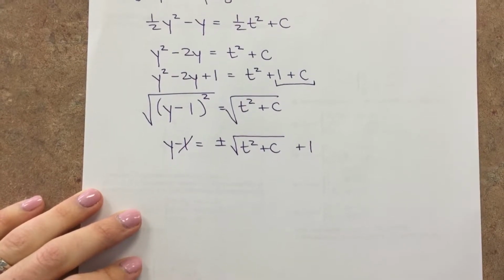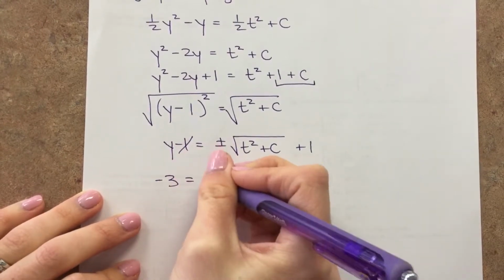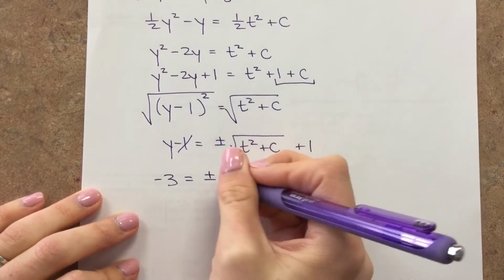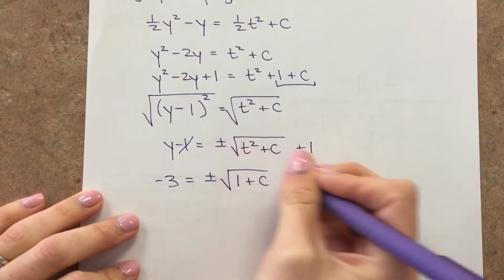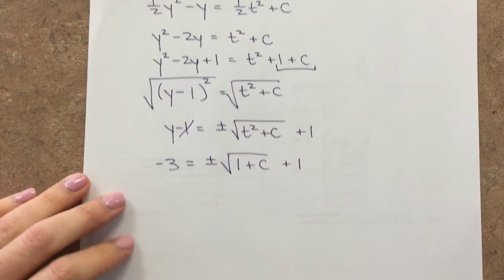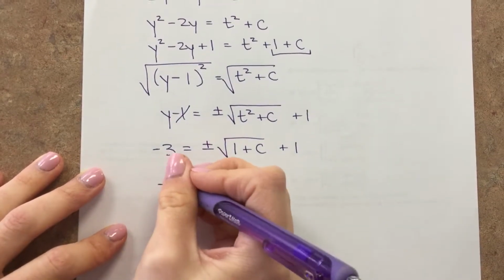So then sub in the initial condition. It says when we sub in 1, we end up getting -3. So -3 goes in for y. We still don't know yet whether it's the plus or minus. Sub in 1 for t. And we have this plus 1 on the outside. So subtract the 1 first.